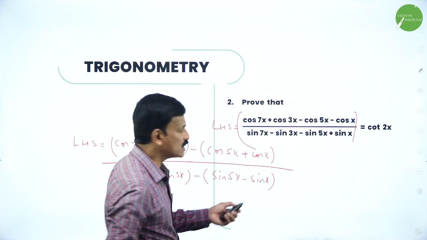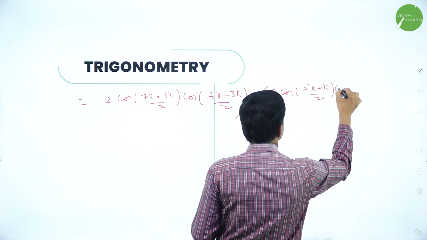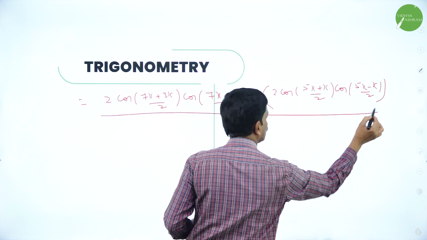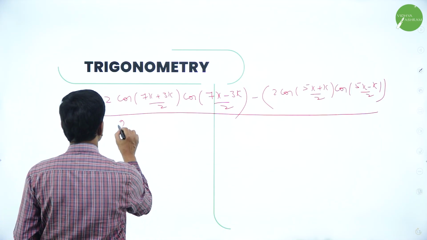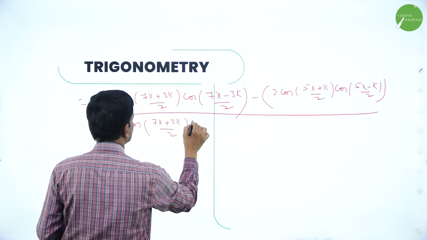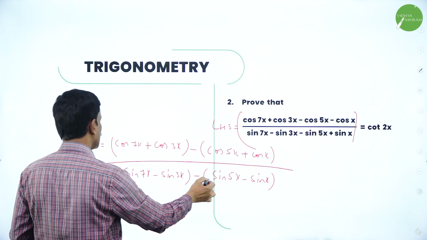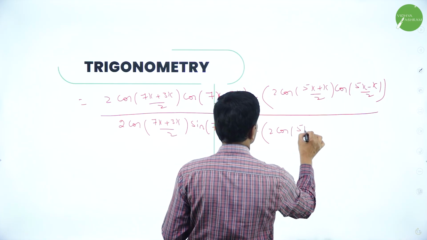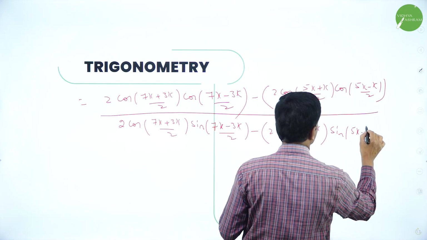c is 5x, d is x. Again the same, 2 cos c plus d by 2, 5x plus x by 2, into cos 5x minus x by 2, whole divided by, in the denominator, sin c minus sin d. Sin c minus sin d is 2 cos c plus d by 2 into sin c minus d by 2, minus, again this is sin c minus sin d. Sin c minus sin d is the same, 2 cos c plus d by 2 into sin c minus d by 2.